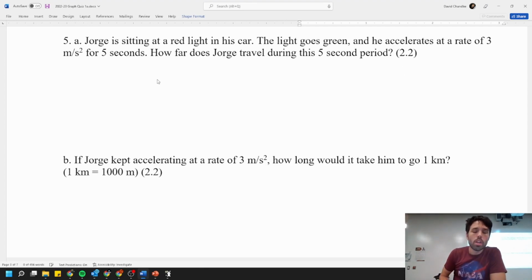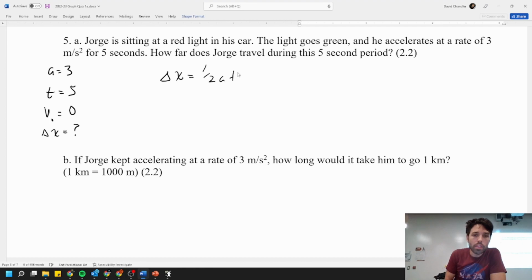So I wanted you to try to use that GUESS method where you figure out what the problem tells me. It tells me my acceleration is 3. It tells me my time is 5 seconds. My initial velocity is 0 because I'm sitting in my car. And then the unknown is delta x, the displacement. I'm trying to find how far I go. Then I'm going to pick an equation. I'm going to use the second equation in your formula charge, delta x equals 1/2 at squared plus v naught t.